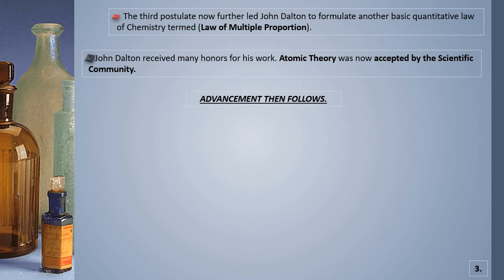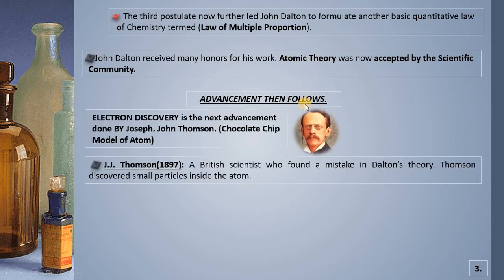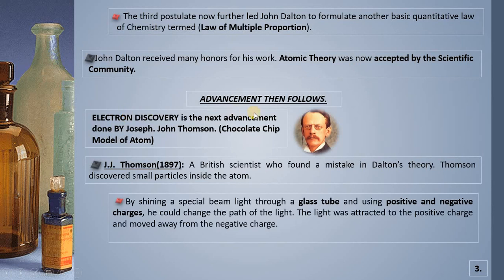When atomic theory was discovered, there are some advancements that have been made, and without wasting much time, the first advancement was made by Joseph John Thomson. He discovered the electron, which he called the chocolate chips model. He is a British scientist, and this is a pictorial illustration. The first thing he did was that he used a glass tube coupled with positive and negative charges.